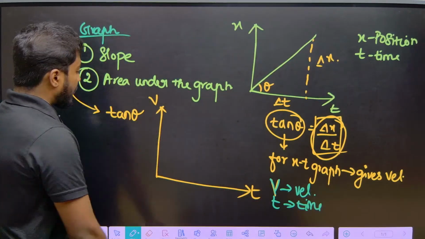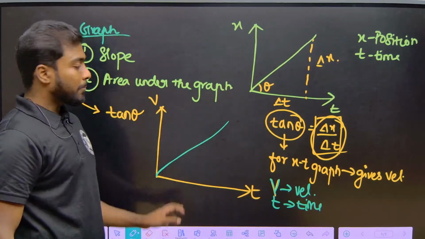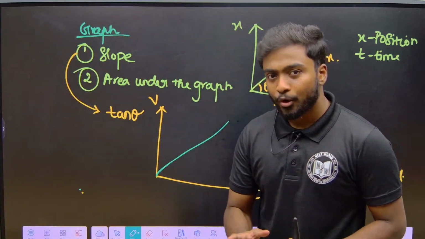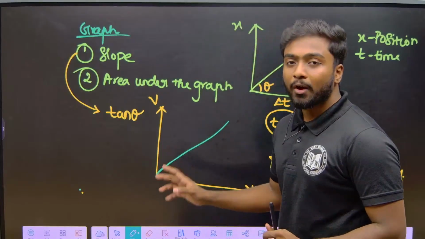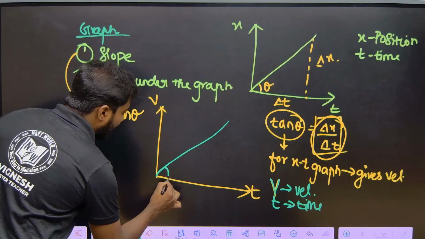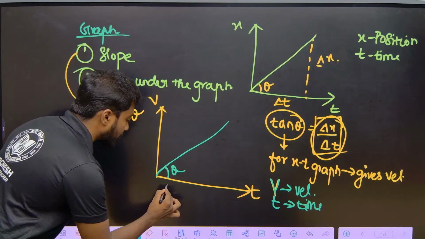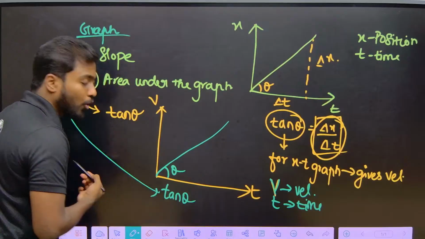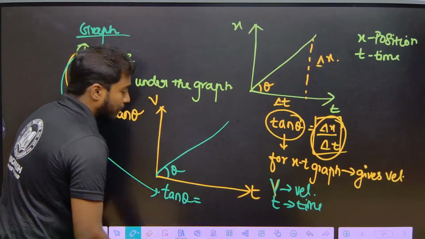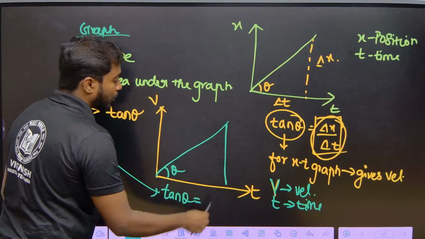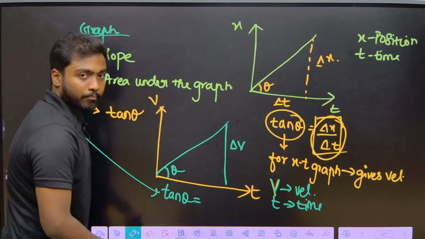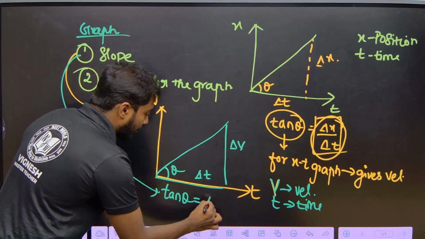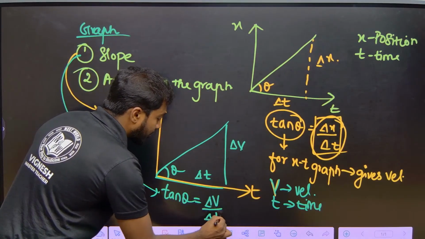Okay. Now if I take some line here, some line I have taken. What I said, the first condition: whenever we are talking about the slope, the angle should be with respect to the horizontal, right? So here I should mention tan theta. Tan theta is nothing but slope now. So we are talking about the slope. So if I take this one, that is delta v. This one is delta t, right? So tan theta is equal to del v by del t.